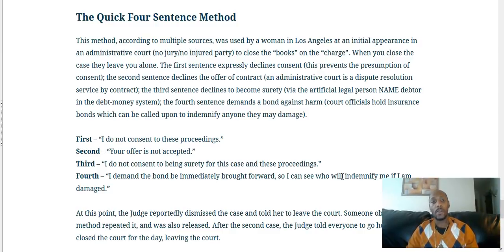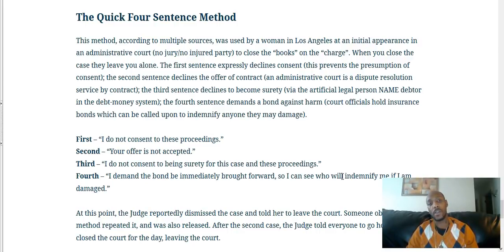The fourth demands a bond against harm. Court officials hold insurance bonds which can be called upon to indemnify anybody that may be damaged, which will be you in this case.